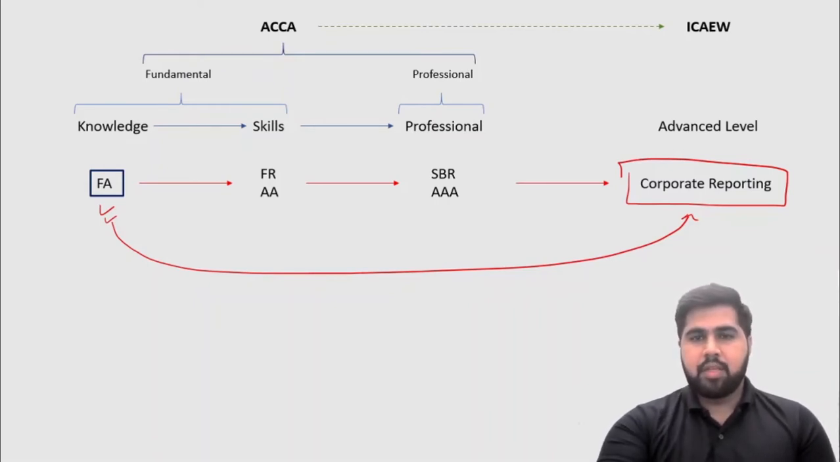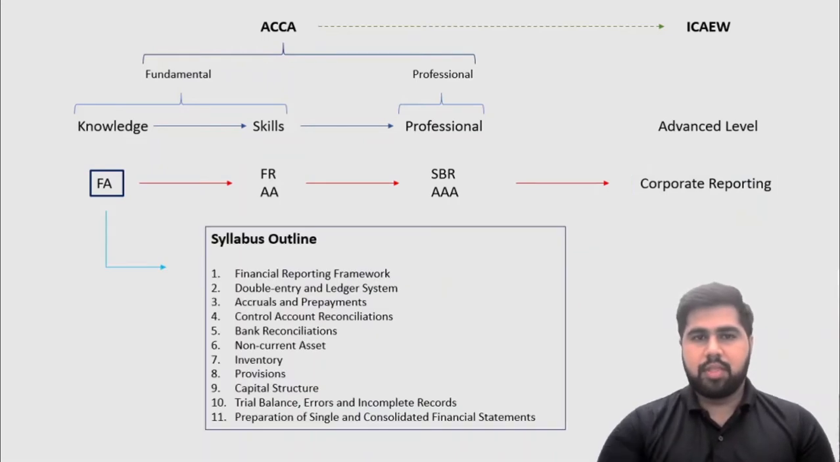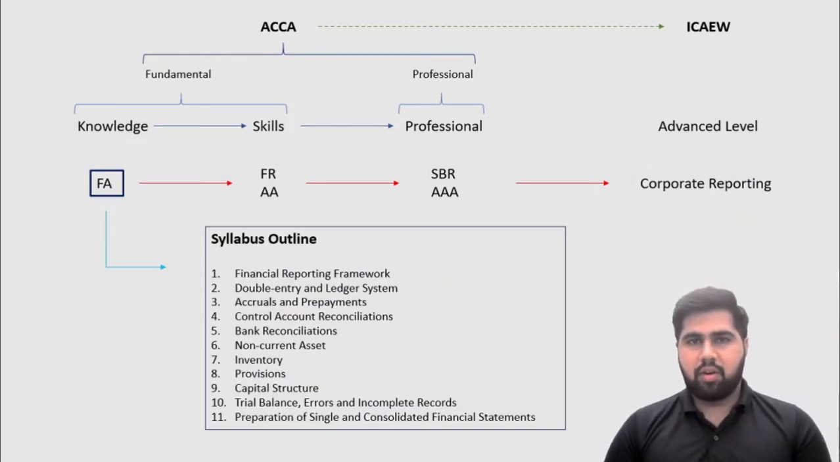Now, moving forward, if you look at the syllabus outline of FA, F3 as we know it, number one, you have the financial reporting framework, right? The financial reporting framework helps you get the knowledge of how to report a transaction if there is one. I would say it's a Bible of accounting.